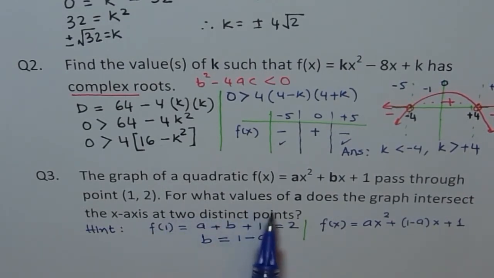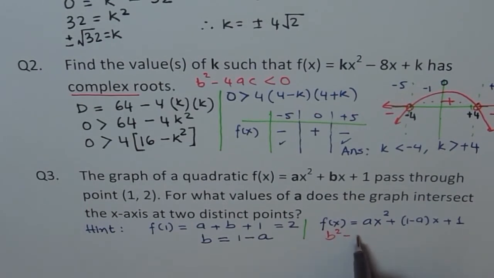For what values of a does the graph intersect x-axis at two distinct points? Two separate, not same. Two real roots, that means. Do you understand? Two distinct points. So now b squared minus 4ac should be how much? Because we want two distinct points, we should have b squared minus 4ac greater than 0, right? So what is b? B is this, a and c.